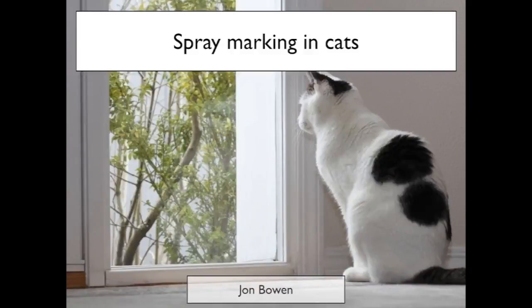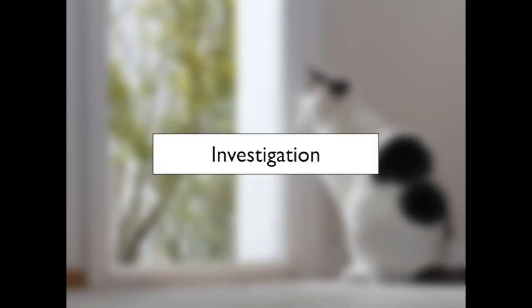Hello, I'm John Bowen, and this is a brief summary of an approach to spray marking in cats. We're going to look at general points in investigating spray marking problems and then a summary of the kind of treatments that are available. So the first thing is, how do we investigate these problems?